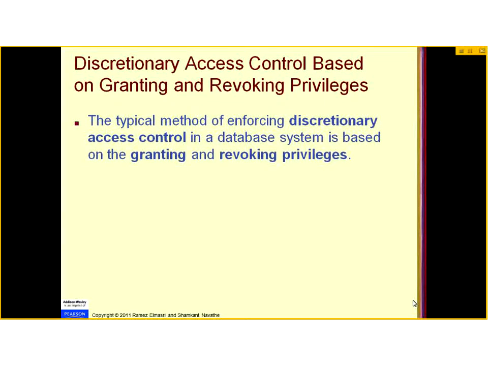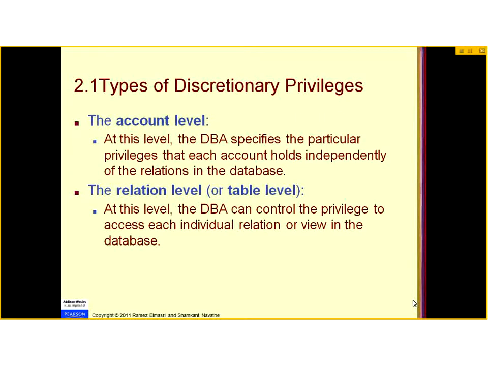So the typical method of enforcing discretionary access control is by granting and revoking privileges. So you grant them, and if you face some problems, you can revoke those privileges. The types of discretionary privileges are provided at the account level, where the DBA specifies the privileges that each account holds. And at the relation level, privileges are provided for an individual relation or view.